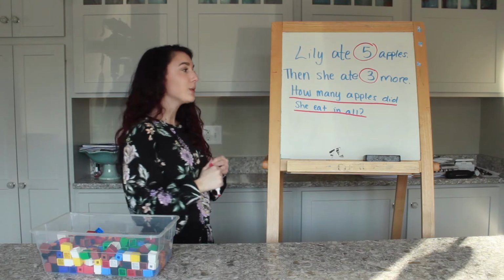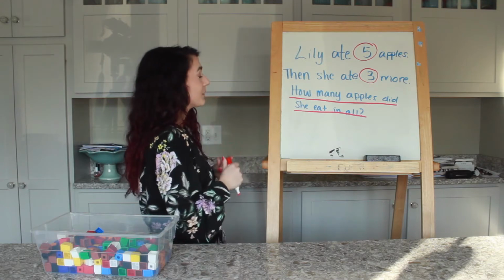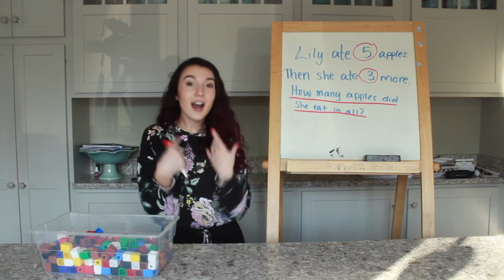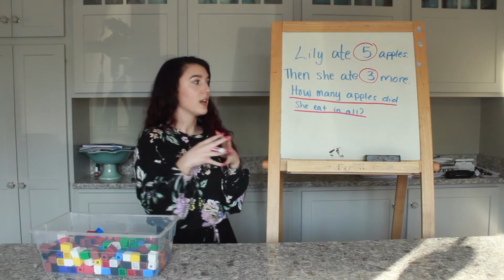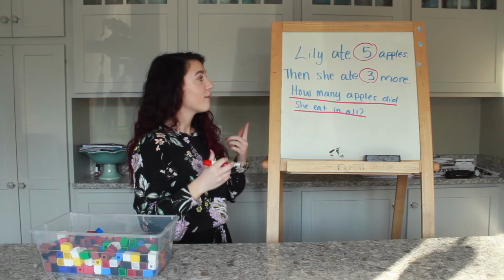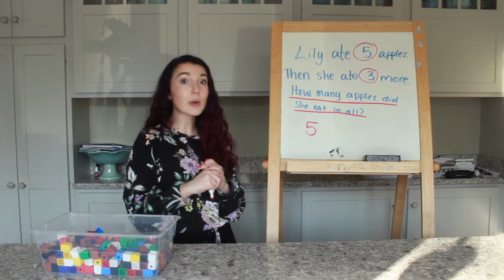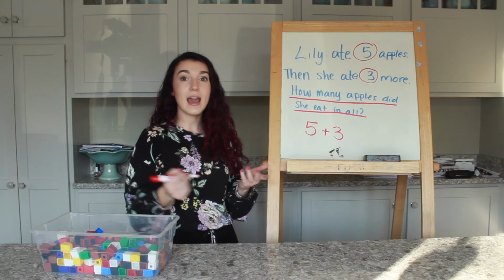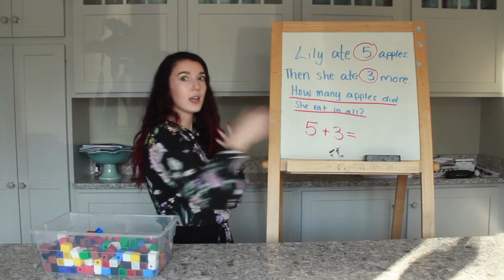Okay. So now I'm going to reread my question to see if I'm going to be using addition or subtraction. Okay. How many apples did she eat in all? Okay, when I hear the words in all, that makes me think that I need to use addition. Now I'm going to reread my first two sentences. It says Lily ate 5 apples. Okay, then she ate 3 more. I need to add 3 more apples. Now, my answer is going to be how many apples did she eat in all?